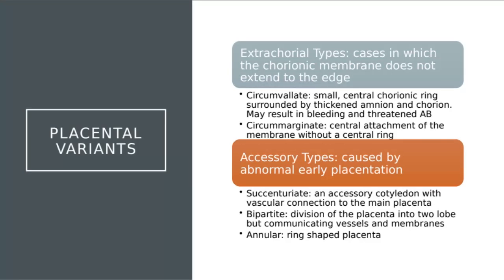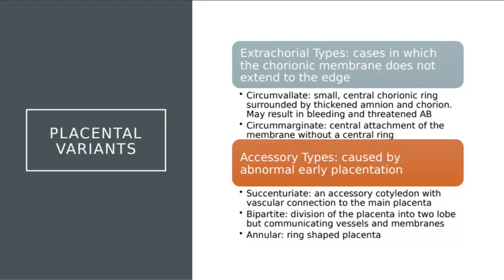So if we have extracorporeal types, this is talking about when we have a variation in that chorionic membrane. And basically that membrane, that large barrier, that gate to the placenta, either doesn't attach where it should or it doesn't fully attach, and that's where we get into these two types of variations. We can have a circumvallate or we can have a circummarginate.